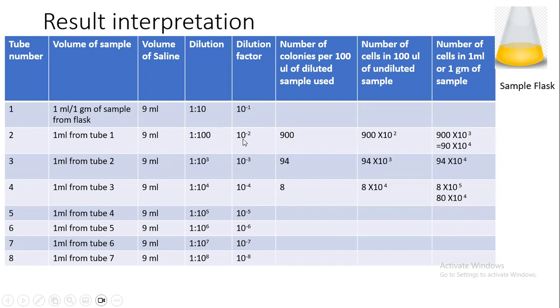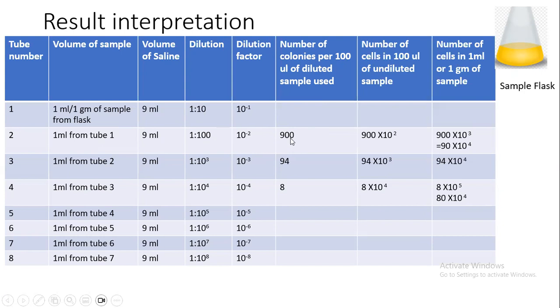Now suppose after plating, in your experiment you have used dilution factor tubes 10 to the power minus 2, minus 3 and minus 4 for plating, and you count the number of colonies obtained in the 10 to the power minus 2 tube. When we have used the 10 to the power minus 2 dilution, you have plated 100 microliter of the diluted sample from this dilution onto a Petri plate by either spread plate or pour plate method.